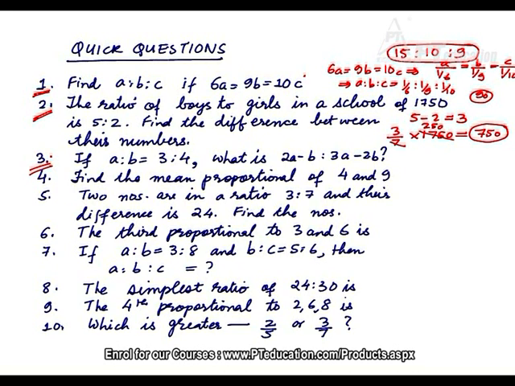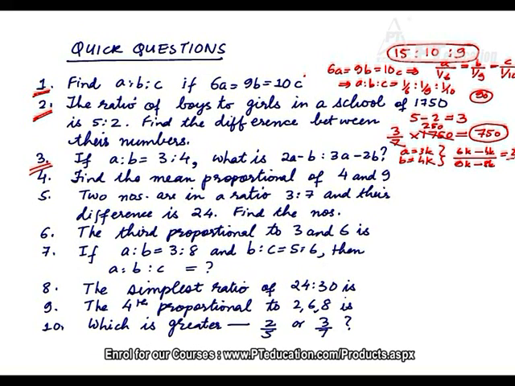If A is to B is equal to 3 is to 4, what is 2A minus B is to 3A minus 2B? Simple. Use the substitution method. Let A is equal to 3K and B will be what? 4K. Just put these values in this expression, 2A minus B upon 3A minus 2B. So you will have 2 into 3K, 6K minus 4K upon 3 into 3K, 9K minus 2B, 8K.